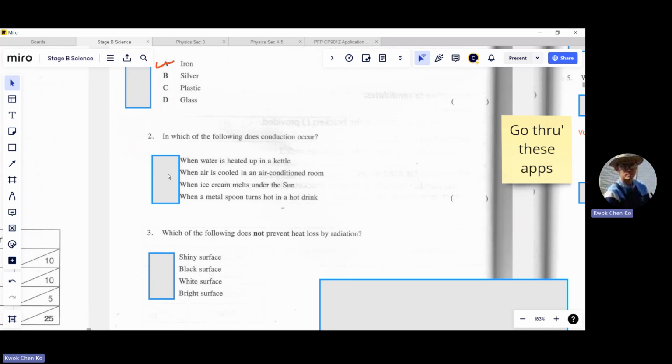When water is heated up in a kettle, when air is put in an air conditioning room, when ice cream melts under the sun, when a metal spoon turns hot in a hot drink. Wow, jialat. What is that sound? Okay, what's the best answer? Hopefully it's D. Okay, let's see your luck.